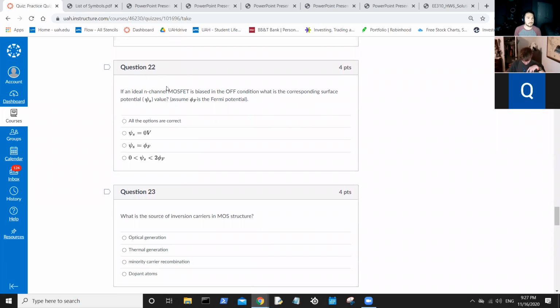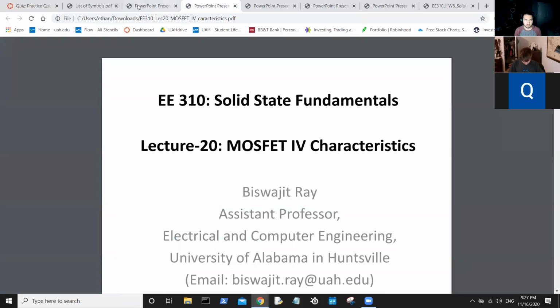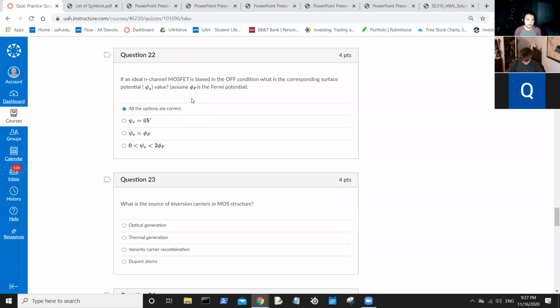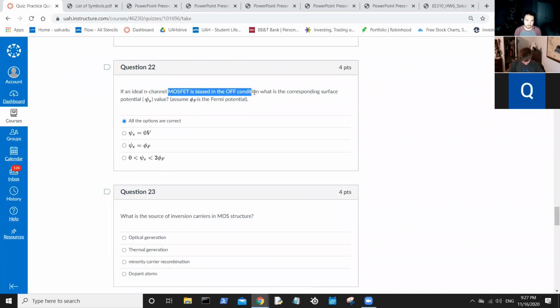Question 22. If an ideal N-channel MOSFET is biased in the off condition, what is the corresponding surface potential value? So it's biased in the off condition. That means it can have any of these values. So it's an all-options-are-correct system here. It's just one of those things. You have to look at one of the PowerPoints from the past, and it's just a fact thing. There's no calculation needed here. It's just one of the intrinsic properties of this particular condition.